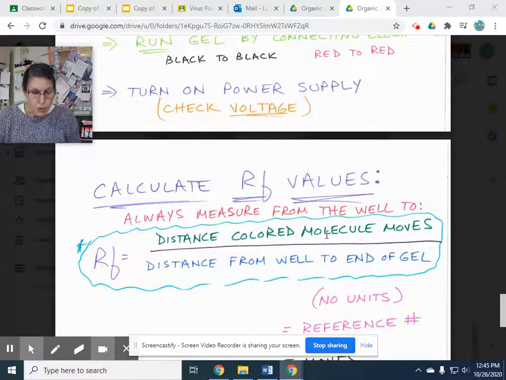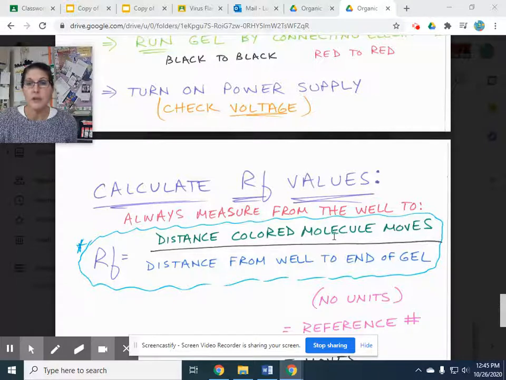So think like each well is its own strip of chromatography paper. Well 1 might have 4 different colors in it, so I might have 4 different Rf values just for well 1. Well 2 might only have 1. Well 3 might have 3. You have a whole bunch more Rf values to calculate. Remember, there are no units.